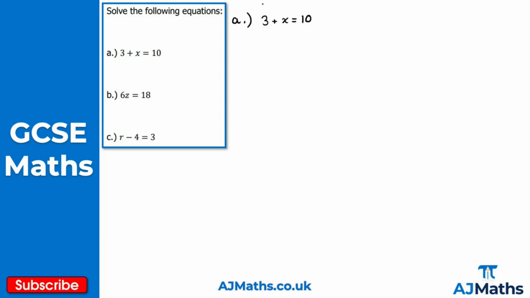So what I need to do is get rid of this 3 here. We don't write it, but in front of this 3 there is a plus. So this is positive 3. So using inverse operations here, what we need to do now is subtract 3 off both sides. So I've got 3 plus x and I subtract 3. 3 minus 3 would be 0. So we just get left with x there on its own. And on the right-hand side here, 10 minus 3. Which in this case then would give us x equals 7. So that's the solution to A.